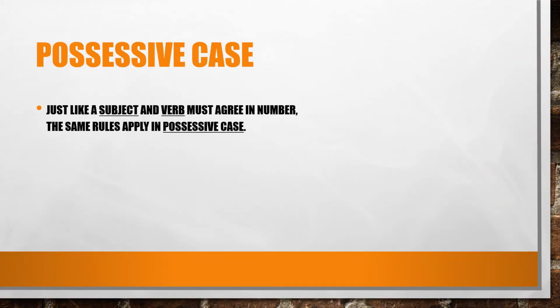All right, so now we can move on to talking a bit about possessive case. When we're discussing possessive case, we're using the same rule that we just established. The subject and the verb in the sentence have to agree with each other when it comes to number. So if you have a singular subject, you also have a verb that ends with an s. If you have a plural subject, you have a verb that does not end with an s. Same basic rules apply here, except we're talking about taking possession of something.